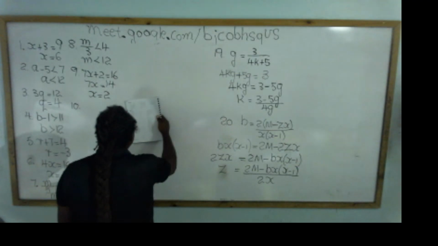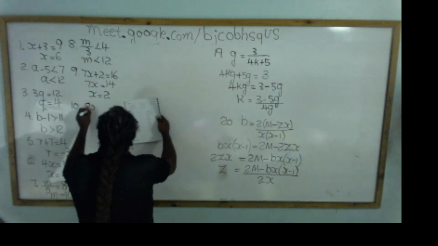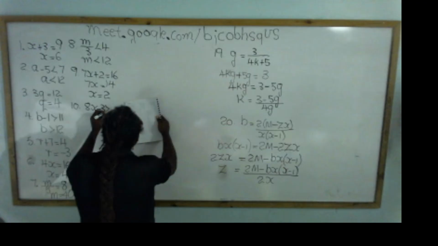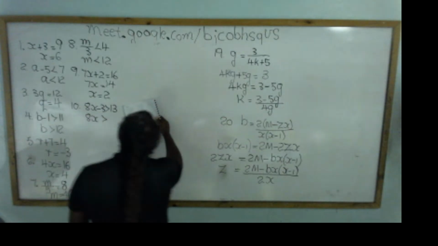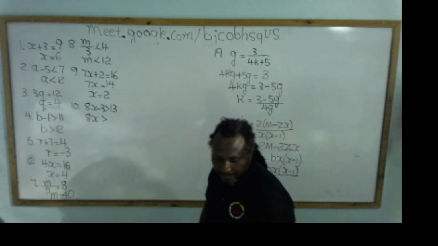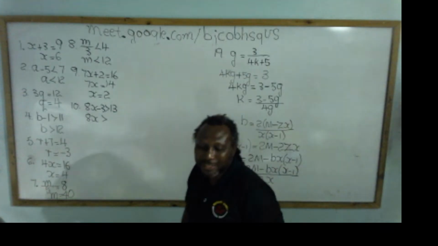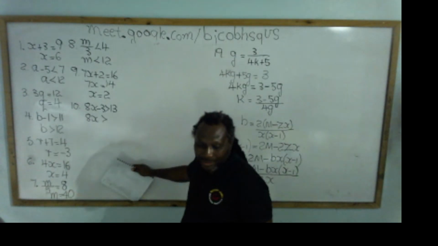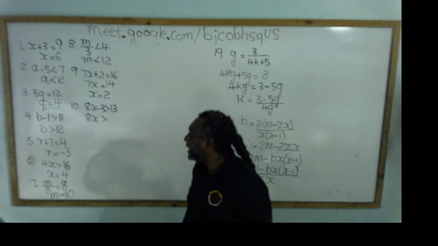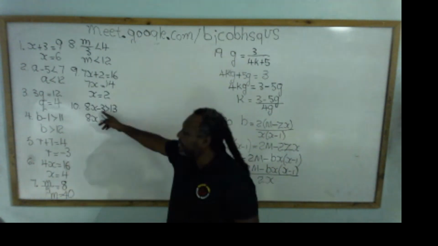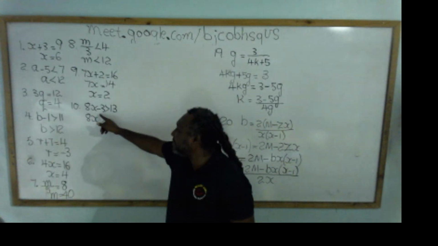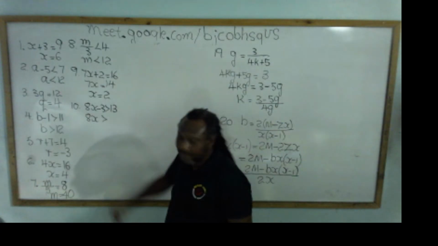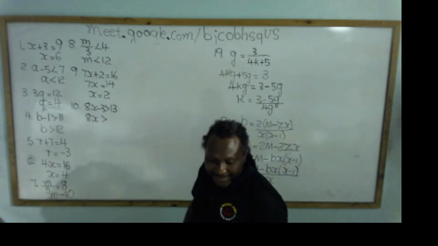8x minus 3 is greater than 13. So 8x is greater than what? I'll be very delighted to see the students on their P's and Q's. So as soon as I put something on the board, 8x is greater than, of course, we are subtracting 3 here. Because we are subtracting 3 here, we need to eliminate the 3 by addition. So we'll have what? 13 plus 3.